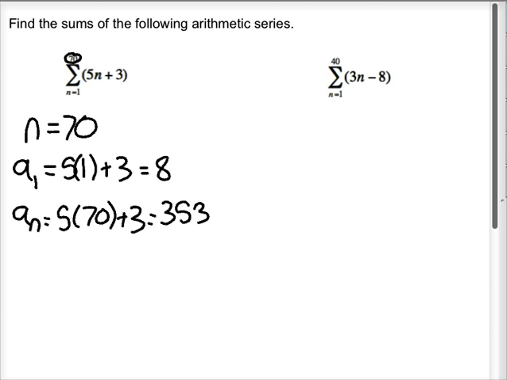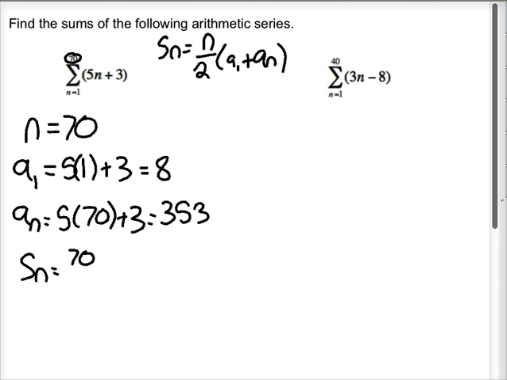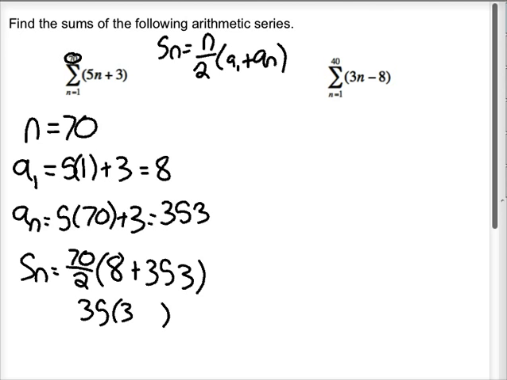And now we can use our formula. And remember, our summing formula looks like this. All right, so let's plug it in. The sum is going to be n divided by 2, a1 plus an. So that's going to be 35 times 361. So 35 times 361, 12,635.